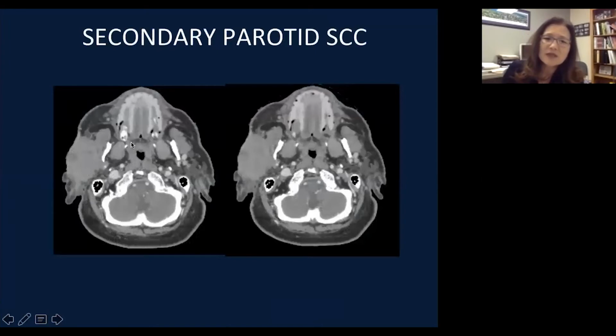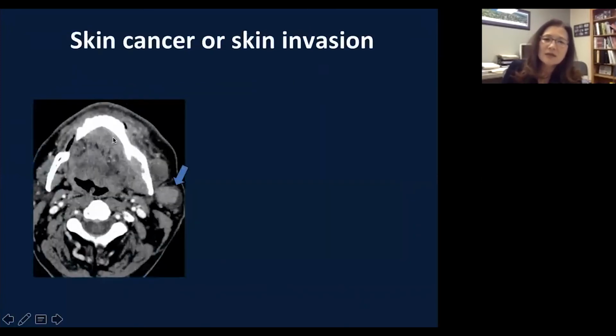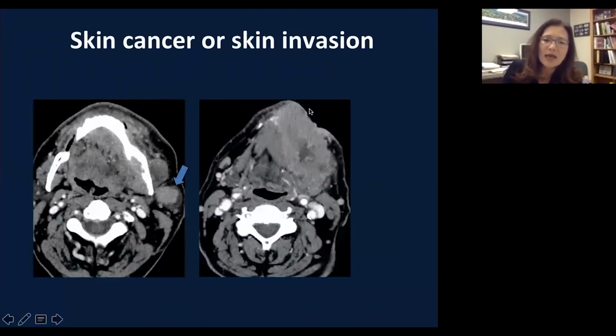When you see a skin lesion deep inside an invaded parotid gland, this might be a secondary instead of primary parotid gland squamous cell carcinoma. Again, very aggressive characteristics, dermal thickening, and also invasion of the masseter muscle. You don't really see the differentiation between the tumor border and the masseter muscle. When you see a large lesion in the skin, or oral cavity cancer involving the skin, and you see a parotid gland mass lesion, most likely it's metastasis to the intraparotid lymph node.